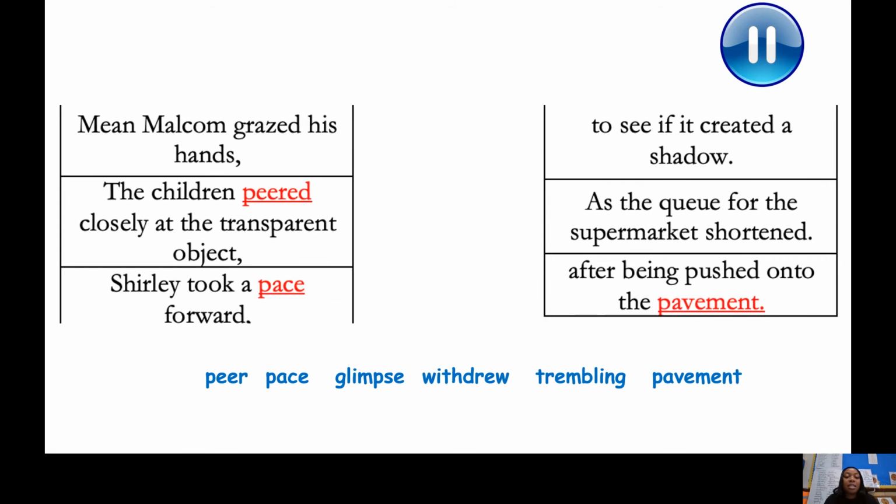Mean Malcolm grazed his hands. The children peered closely at the transparent object. Shirley took a pace forward. Okay, so what you need to do again is match it with the correct clause: to see if it created a shadow, as the queue for the supermarket shortened, after being pushed onto the pavement. And you have the words at the bottom for you, so use these words: peer, pace, glimpse, withdrew, trembling, pavement. Pause the video so that you can do that now.